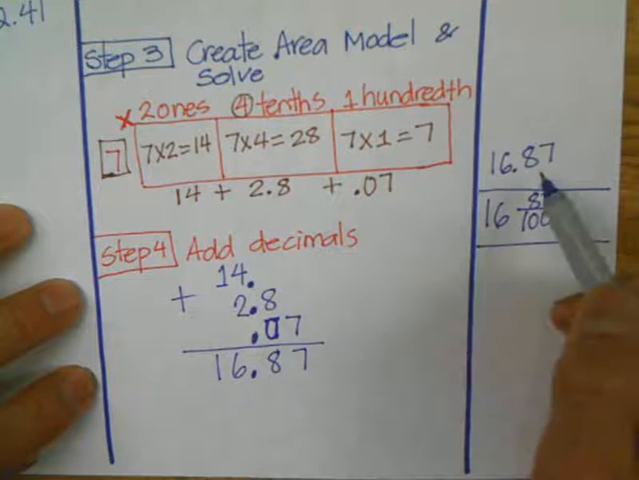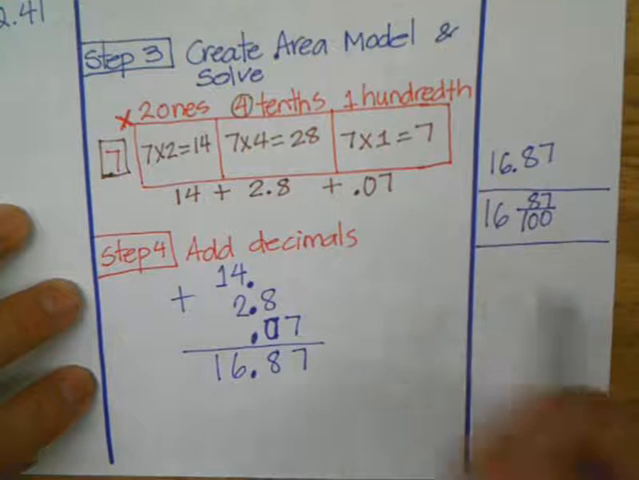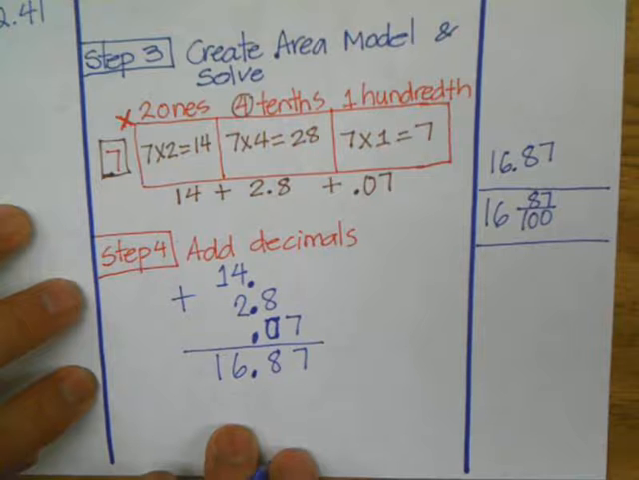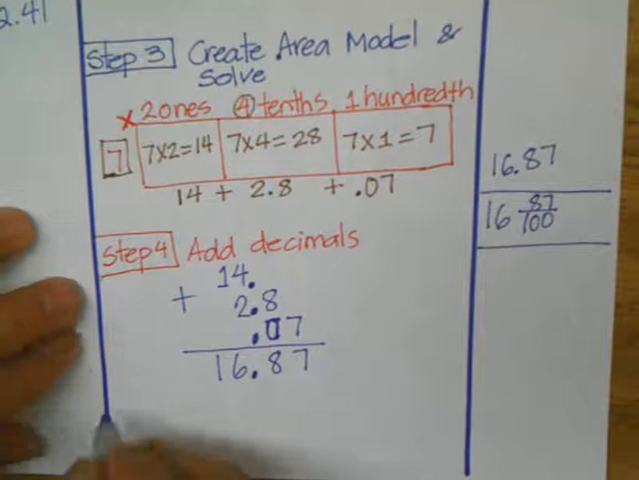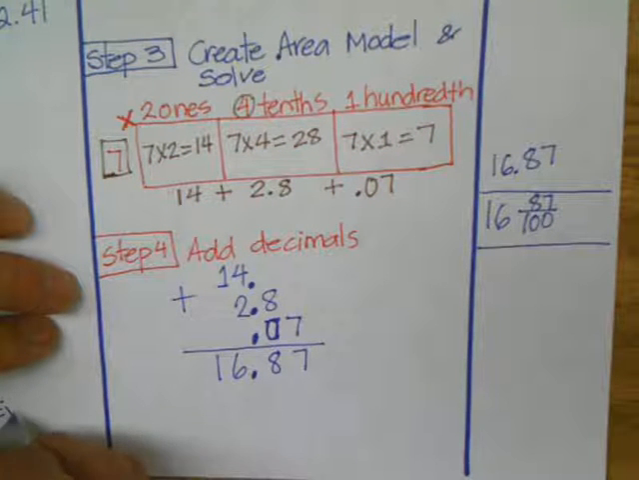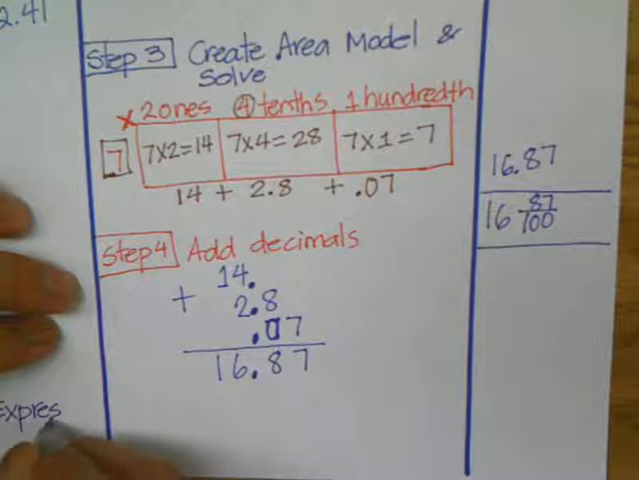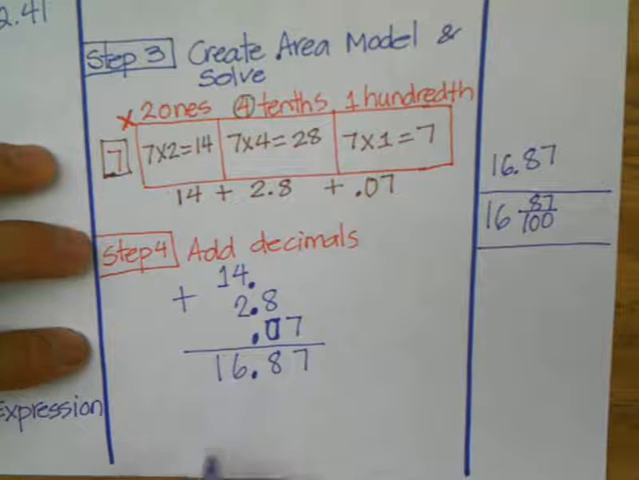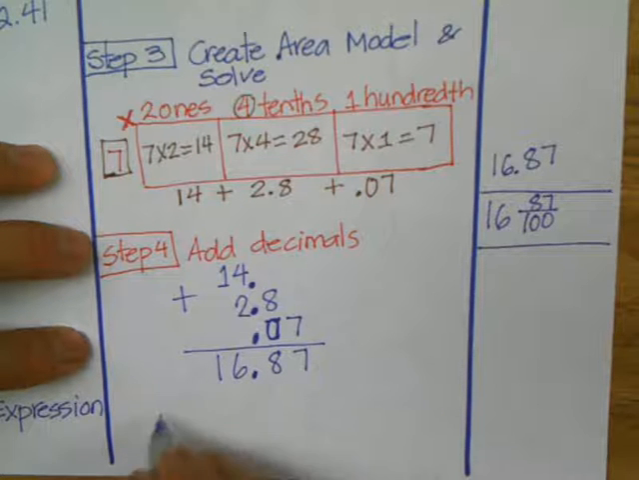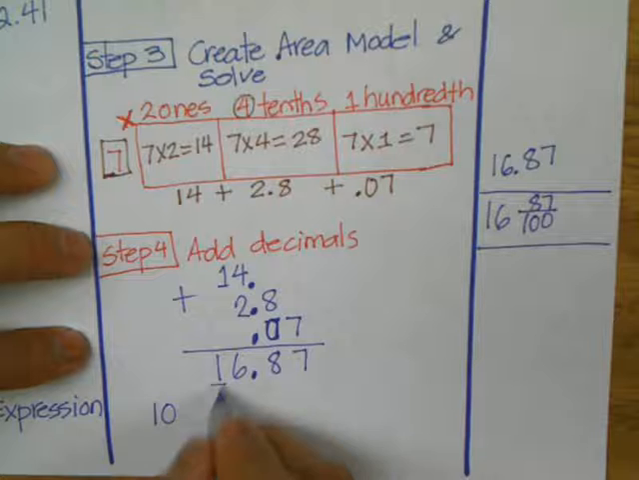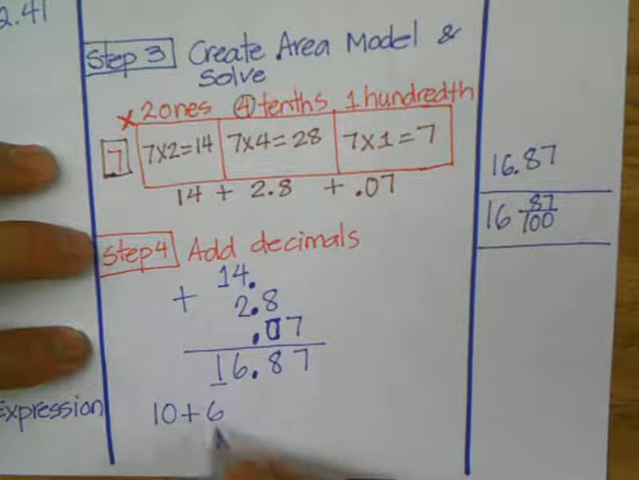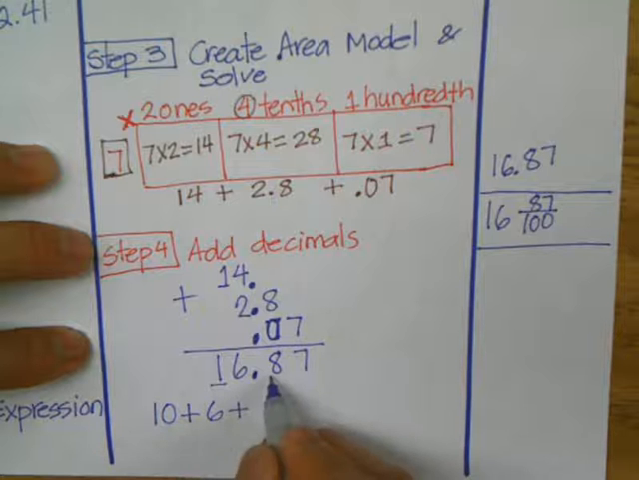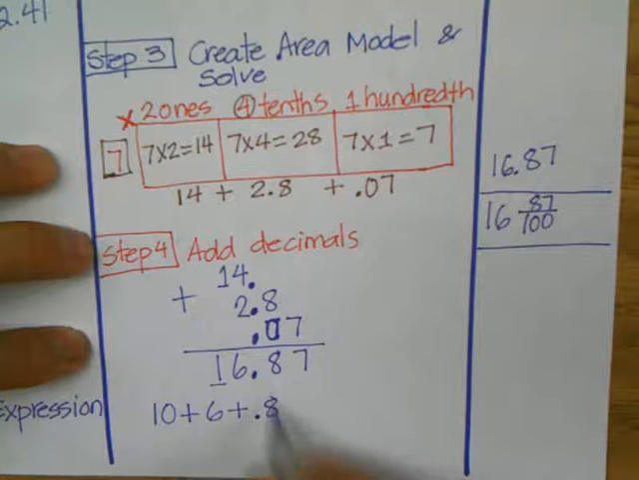Now your expanded form, we're not going to write it on this side, but we will write it over here. How will you write the expanded form for this? Let's write the expression, and this is something I want you to remember, because in Eureka Math they're using words in different ways. So the expression will be the expression of this in expanded form. So we have 10, so that would be 10 like this, plus 6 ones, plus 8 tenths, plus 7 hundredths.